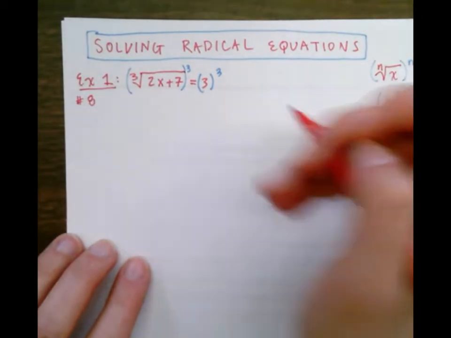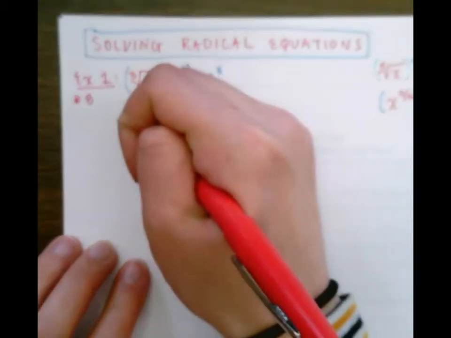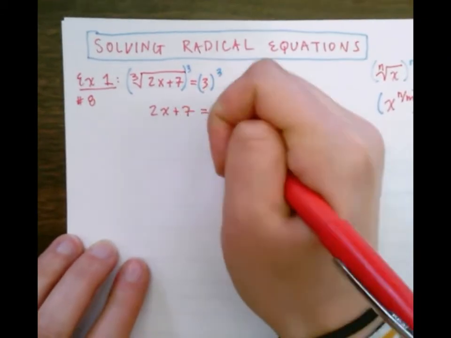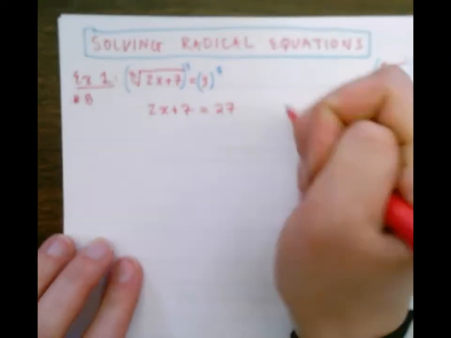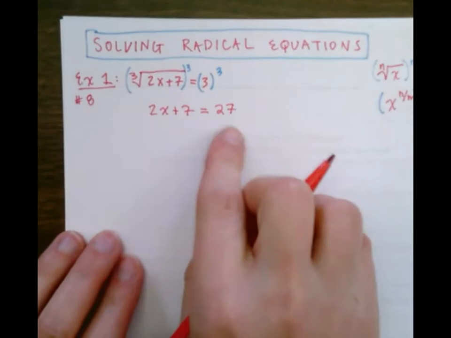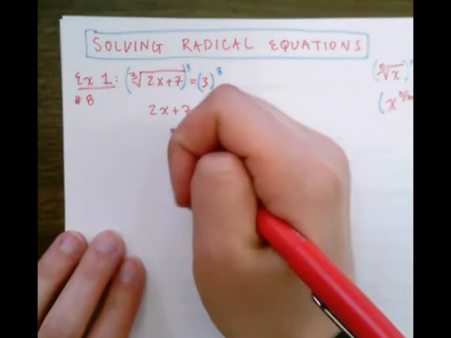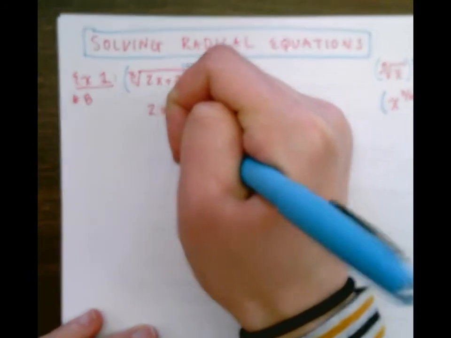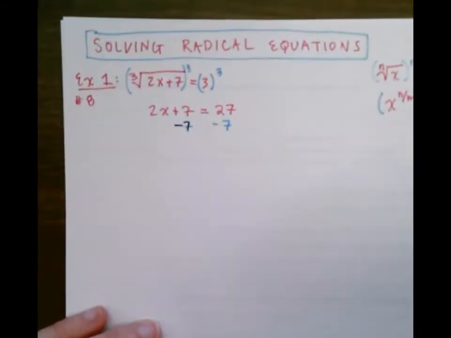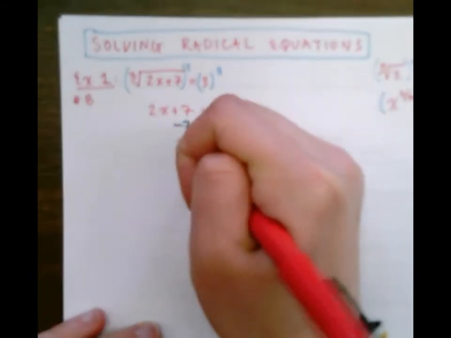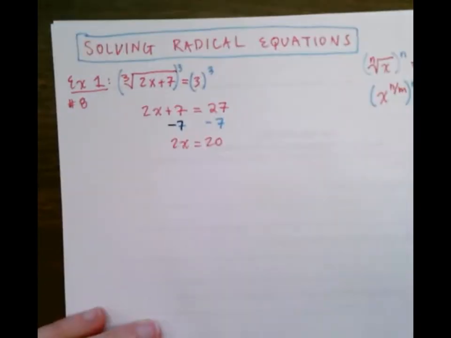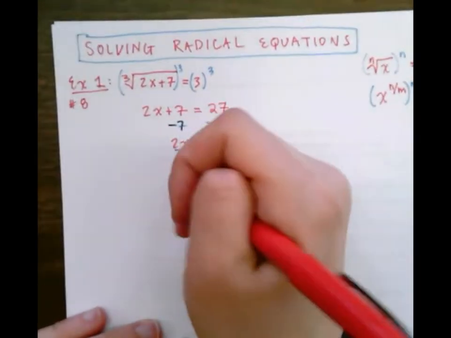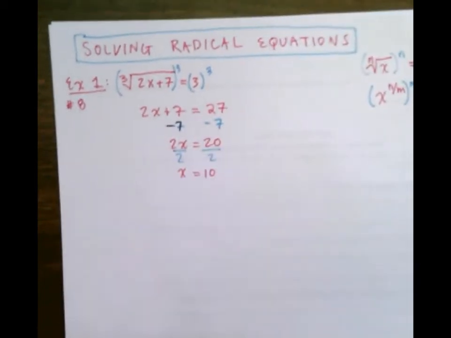So now on the left this becomes 2x plus 7, because the root and the exponent cancel. And on the right, 3 to the third power is 27. Now, you might be able to take a quick look and figure out what x has to be. Using your basic ways of solving equations, subtract 7: 2x is equal to 20. Divide by 2, and we get x is equal to 10.